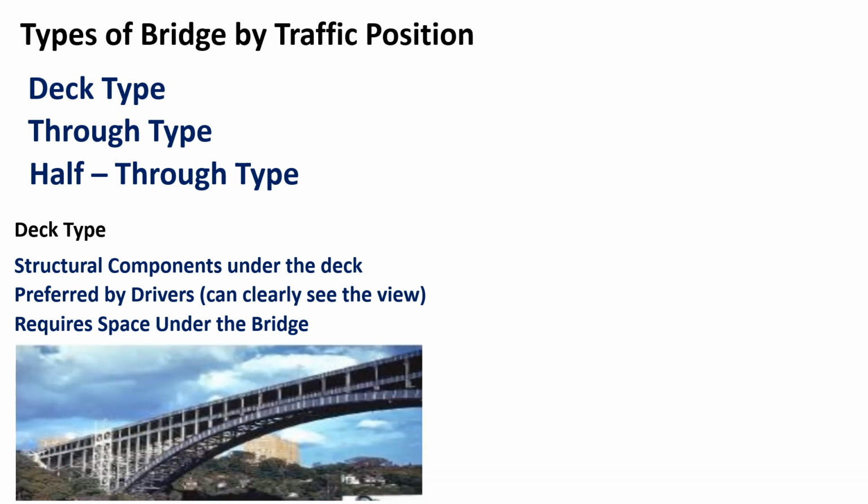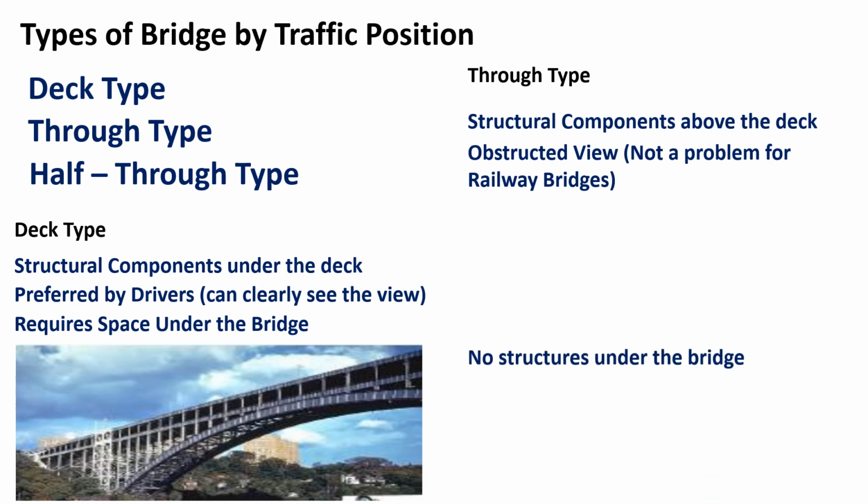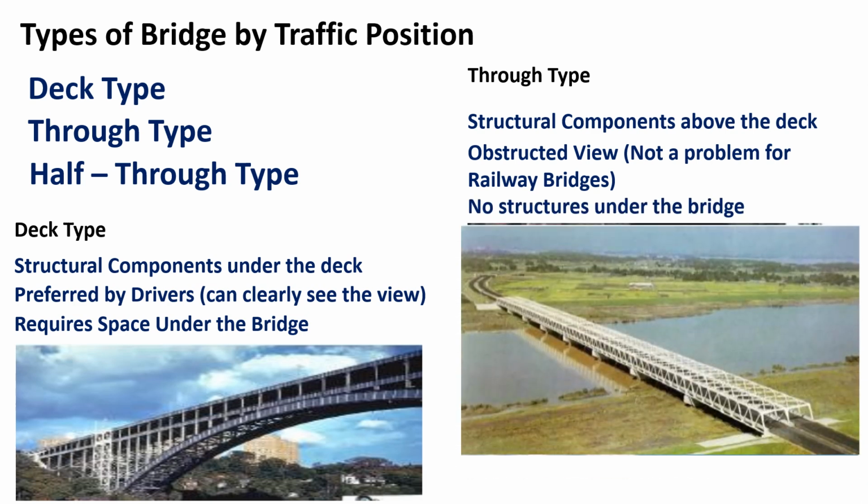But of course, we also have the through type. And with this through type of bridge by traffic position, the following are its characteristics. First, structural components are above the deck, obstructed view, and it is not a problem for railway bridges. And then lastly, no structures under the bridge.